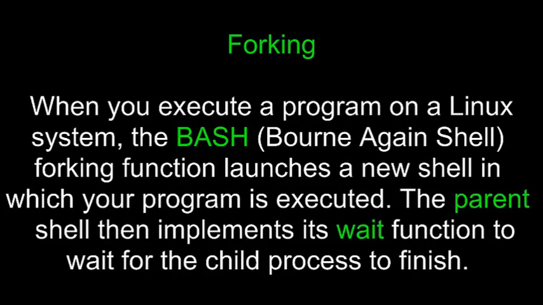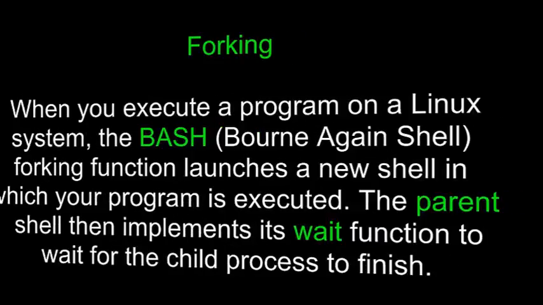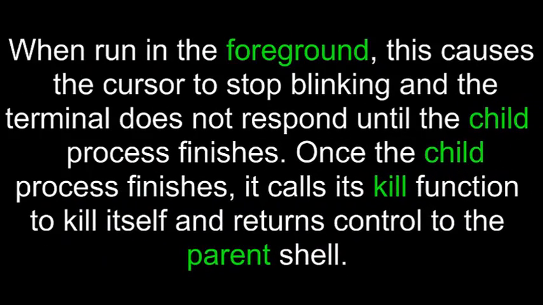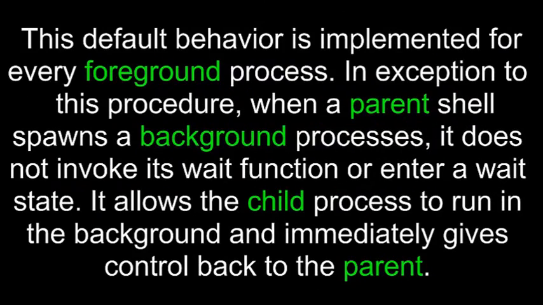The parent shell implements its wait function to wait for the child process to finish. When run in the foreground, this causes the cursor to stop blinking and the terminal does not respond until the child process finishes. Once the child process finishes, it calls its kill function to kill itself and returns control to the parent shell. This default behavior is implemented for every foreground process.